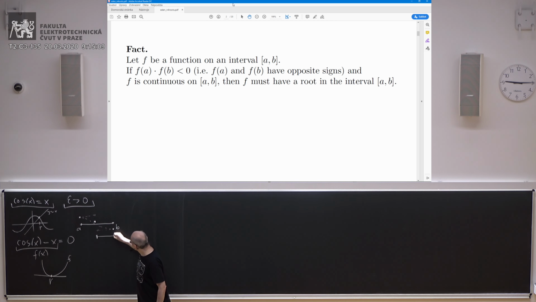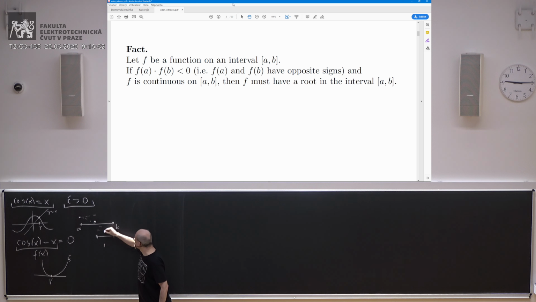So right now, again, I bracketed my root, but this time the bracket is smaller. So the root is identified with better precision. And of course, I can continue in this way. So I will identify the middle of this segment. How do I identify the middle, by the way? Well, it's just the average of the endpoints. So this is not really a problem.